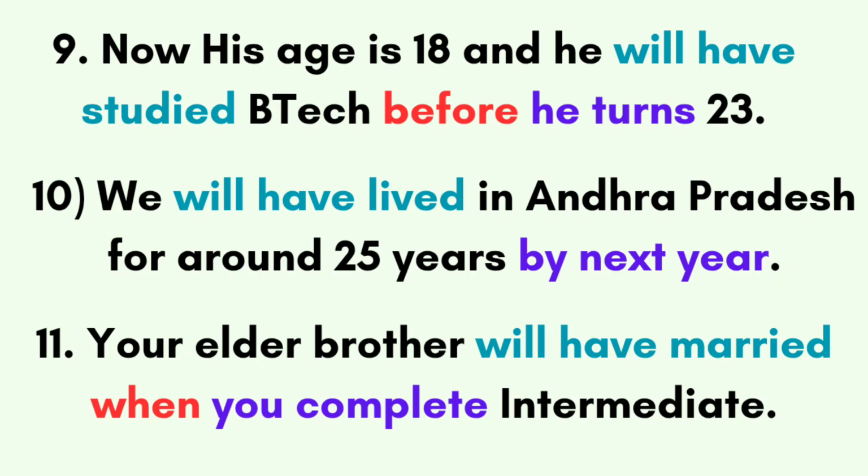Your brother will have married when you complete your intermediate. Maybe right now you are in 8th standard or 9th standard. Sometime in the future you complete your intermediate. By that time your elder brother will have got married. This is clear, right? We will see another 3 examples.